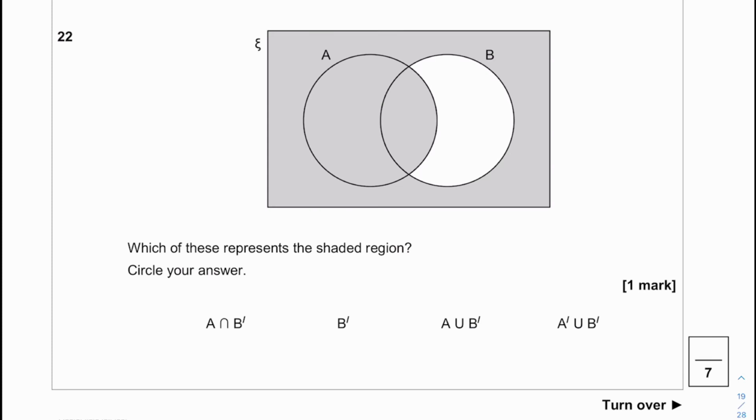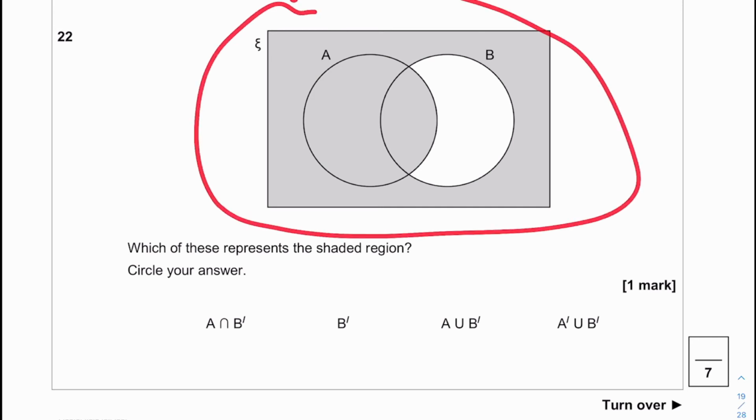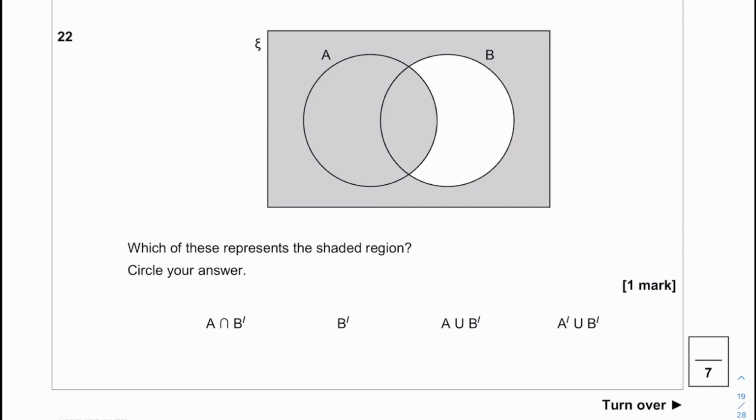Question 22, we need to say which of the following expressions out of these four represents the Venn diagram shown here. So let's go through them one by one. So the first one is A intersect complement of B. So what this means is we've got anything that's in A, and then it must also intersect anything that's not in B. So essentially what we get is this shaded area here. So this is A intersect complement of B.